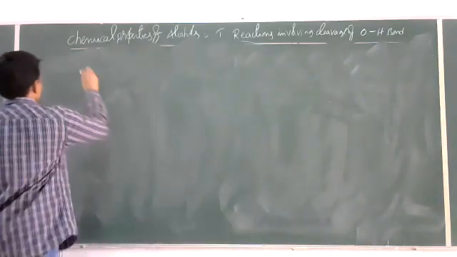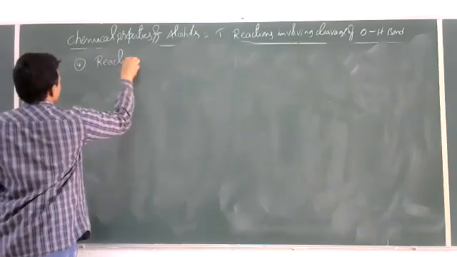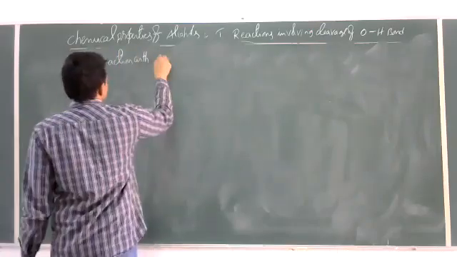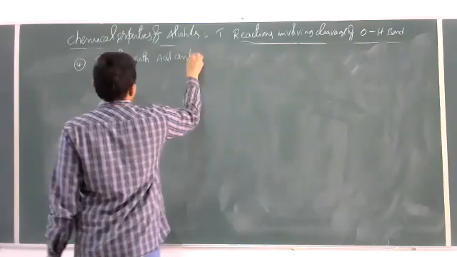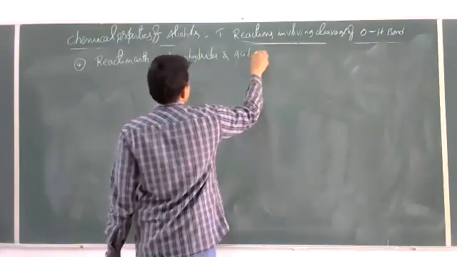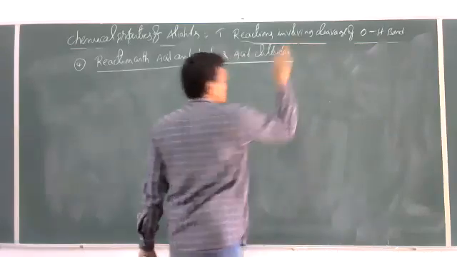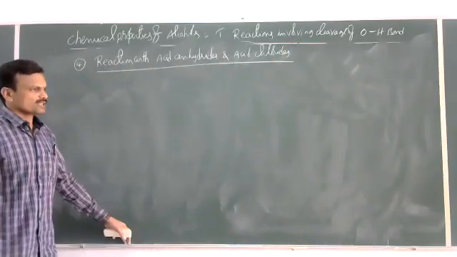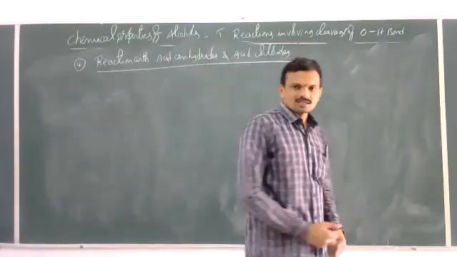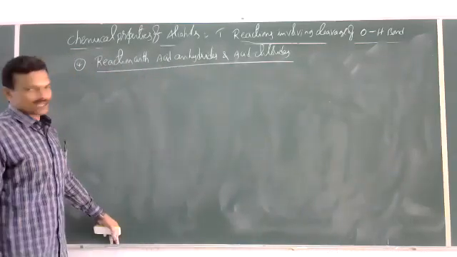So let us see one more equation in the same. Reaction with acid anhydrides and acid chlorides. This also comes under esterification only. See, for esterification, we may use carboxylic acid or acid anhydride or acid chlorides. Either of these reagents we can use. Now let us see the reaction with acid anhydrides.